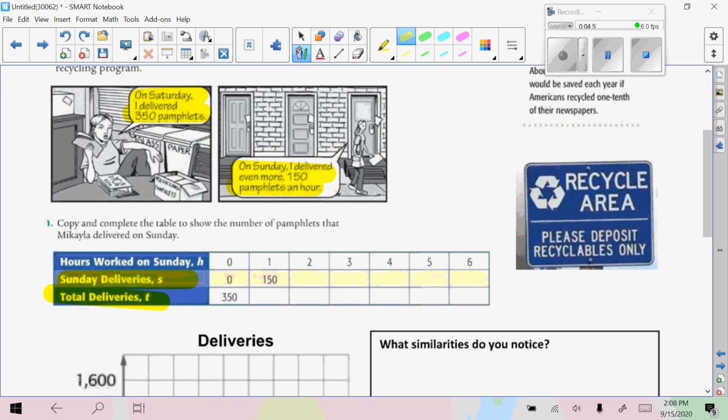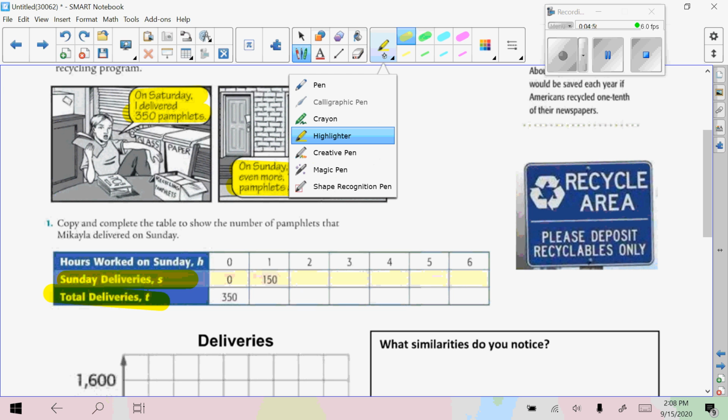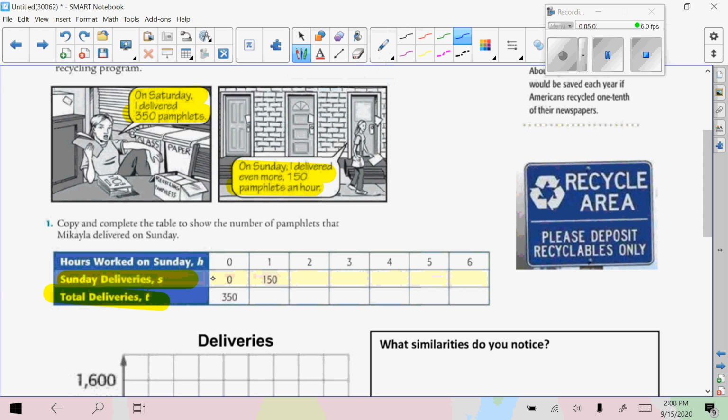So let's get started by just filling in a couple of numbers here. On Sunday, she's delivering 150 more every hour. So our hours are in the first row. So that would be 350, 300, then 450. Notice I'm increasing by 150. And the total deliveries also increased by 150. They just start at a different number, 350. And now we're going to go up by 150 there each time. Go ahead and fill in the rest of that.